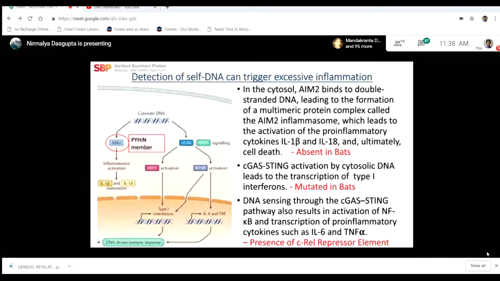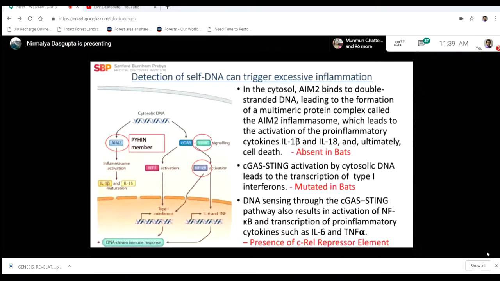Another sensor is cGAS, which activates STING. So STING is mutated in bats, so it can't produce that much interferon and that many cytokines. They have a SERIAL repressor, which is directly correlated with their DNA repairing pathway, the SERIAL positive selection. So they have the repressor, which other mammals don't have, and which can control the cytokine storm.